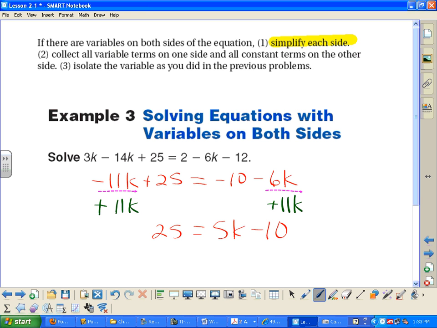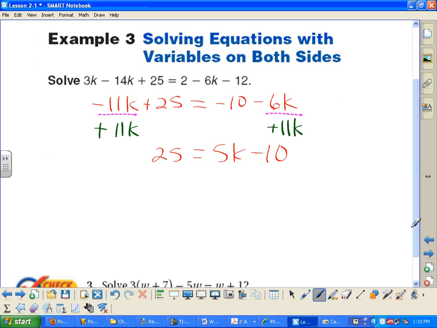All right. Now, some of you may just prefer to work on the left-hand side. If you do, that's fine. Okay, it's totally up to you. But a good habit is to move the smallest one so you're always working with a positive. So we add 10 to both sides. And divide by 5 so we get 7. And the advantage of this is by moving the smallest one, what we're dividing by is always a positive.